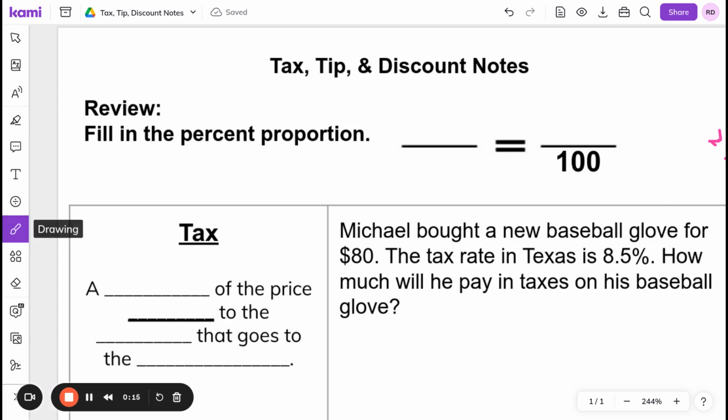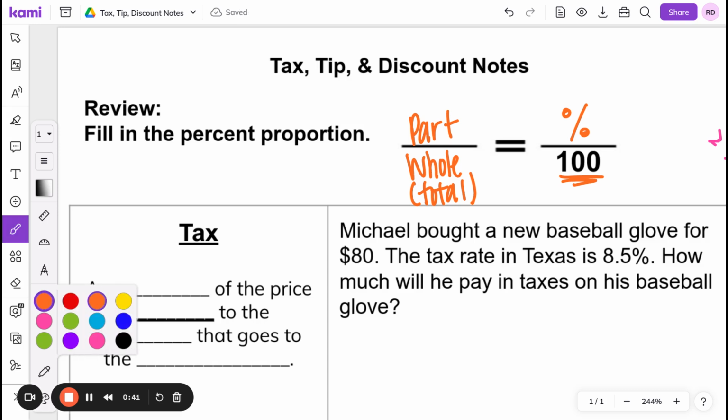So your first reminder is every percent proportion will always have this number 100 because all percents come out of 100. So anytime you have a percent sign, it goes over the number 100. Because this percent out of 100 is a part to whole relationship, that's what goes on this side. And a reminder, sometimes we'll use the word total to represent the whole.